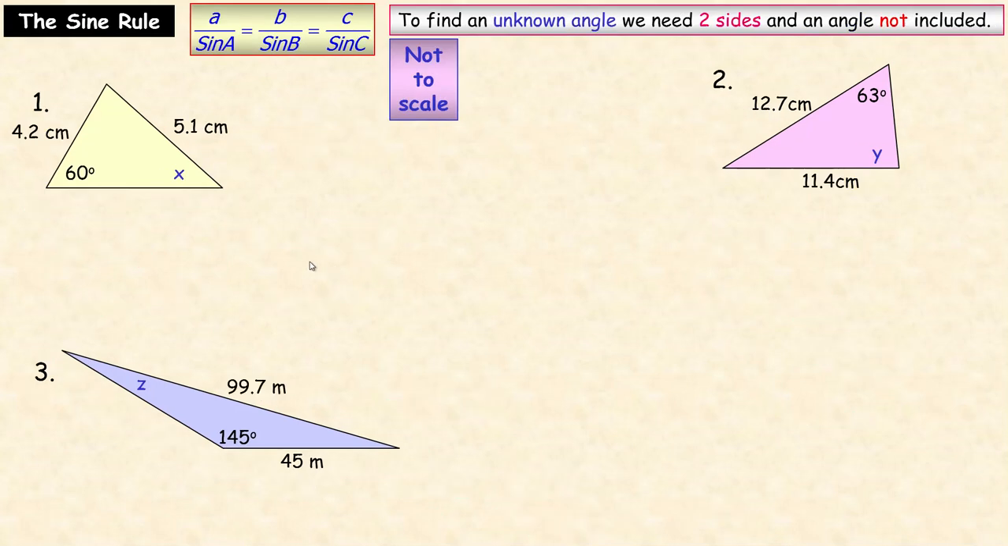Right, this time we're looking for a missing angle. We're given two sides and an angle. So again, it's all about labeling. I'm looking for this angle here, which I'm going to call A.